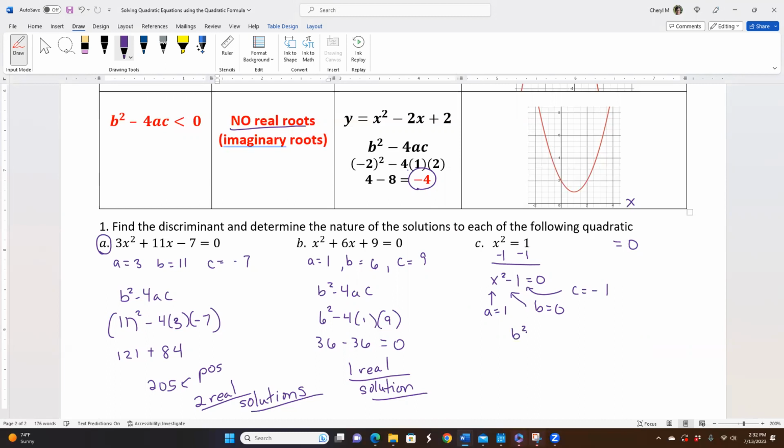Using our discriminant, we'll get 0 squared minus 4 times 1 times -1. So this is 0 minus 4 times 1 times -1, which is -4, which means that's plus 4. 0 plus 4 is 4. That's positive. So here also we have two real solutions.